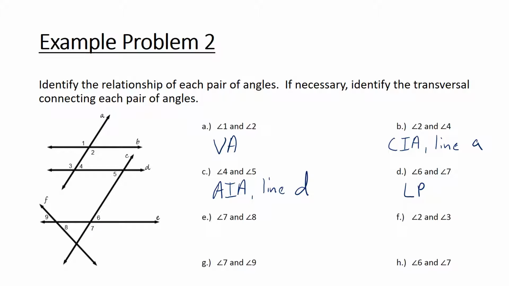The last few here, we also have angle 7 and angle 8. Now these are connected by this line E acting as the transversal. It can be difficult to see, but 8 is the interior and 7 would be on the exterior. They're on the same side of the transversal, so these would be corresponding angles that use line E as the transversal.